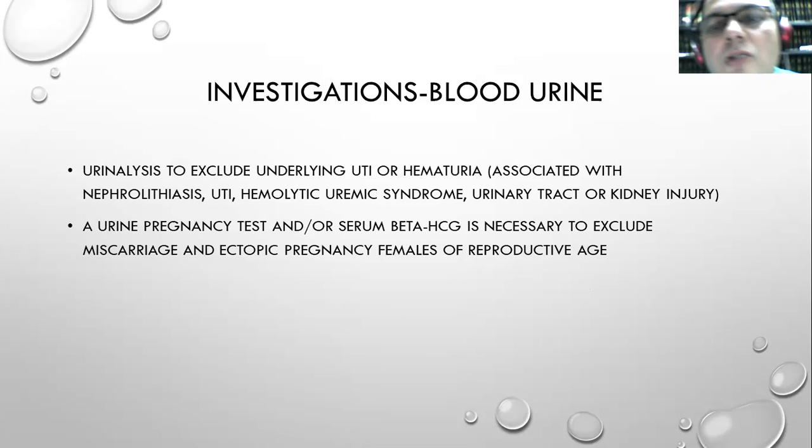After the investigations of blood, urine should be examined. Sorry, it should have been investigations of the urine and not blood urine. Urine analysis is to be done to exclude underlying urinary tract infection or hematuria, which is associated with nephrolithiasis, that is the kidney stones, urinary tract infections, the hemolytic uremic syndrome, and the urinary tract or the kidney injuries. So urine routine is important where we can find out the amount of pus cells, that is the WBCs in the urine.